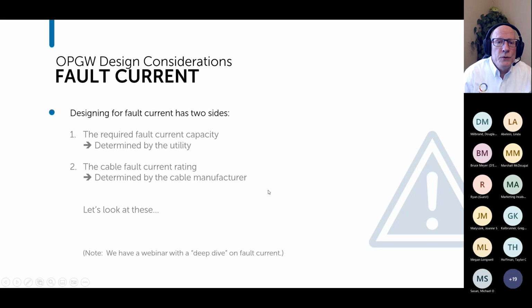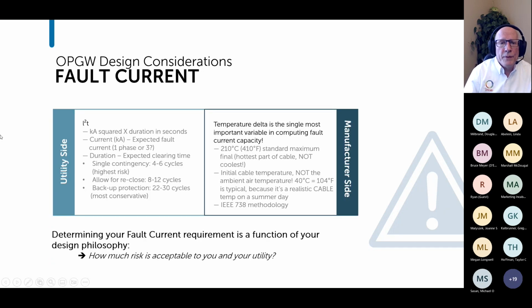So, two topics to close out, and I've got to hit it fast because I'm looking at the time running out. First, fault current. The utility has to come up with a required capacity, and then the cable manufacturer has to come up with a cable design and a cable rating that meets that capacity. This is a real brief overview. We do have a webinar that does a deep dive on this topic, so today I can only hit the highlights. This is what that looks like.